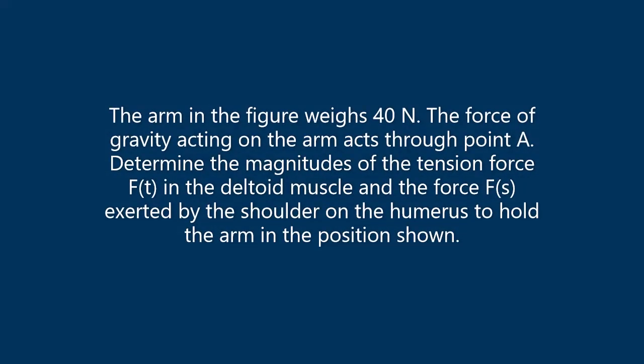The arm in the figure weighs 40 newtons. The force of gravity acting on the arm acts through point A. Determine the magnitudes of the tension force Ft, the deltoid muscle, and the force Fs exerted by the shoulder on the humerus to hold the arm in the position shown.